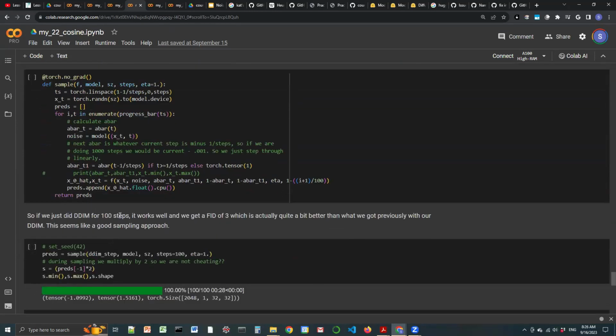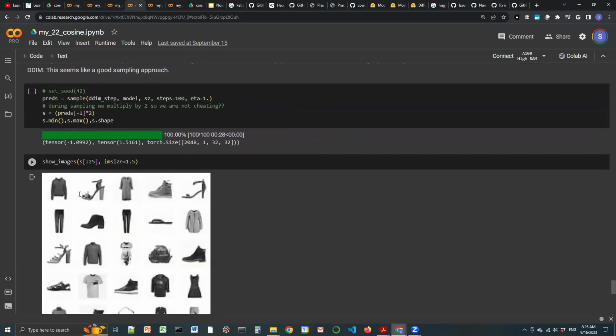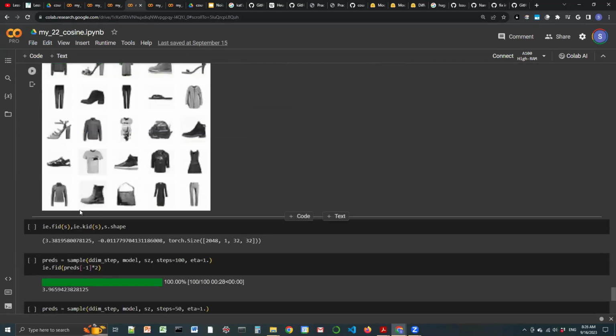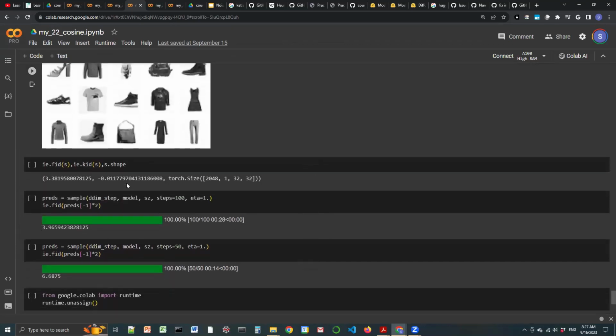So if we just did the DDIM for 100 steps, then he says, now we get a FID of 3, which is actually quite a bit better than what we got previously in the prior notebook. And if you go through the process, as I told you, we do get a FID of 3. So if you run this notebook, this is true. Even with all the diffuse change and everything, we still continue to get a good FID score of 3.38. Now, the actual FID of a batch is somewhere in the 1 point something range. So this is getting pretty darn good with respect to generating our original image.